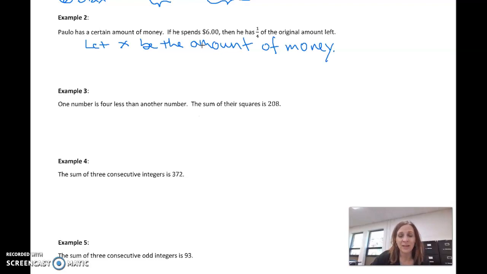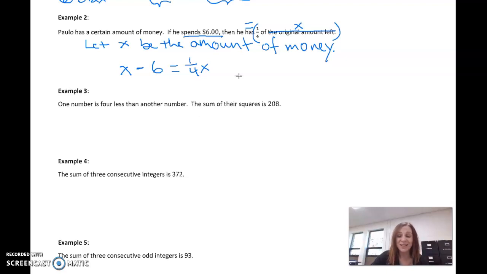So then what I'm going to do is say if he spends 6, then he has 1/4 of the original amount left. Well, the original amount we're saying is X. So a lot of times if you cross it out, now we're saying if he spends 6, then he has 1/4 of X. It sounds a little bit easier. So again, work from the end. 1/4 of X: of means to multiply. So 1/4 of X, and if he spends 6, then he has this. Now, is, has, anything like that, that's where our equal sign is happening. If he's spending $6, that's subtraction. If he spends 6 of his original amount, then he has 1/4 of it left.